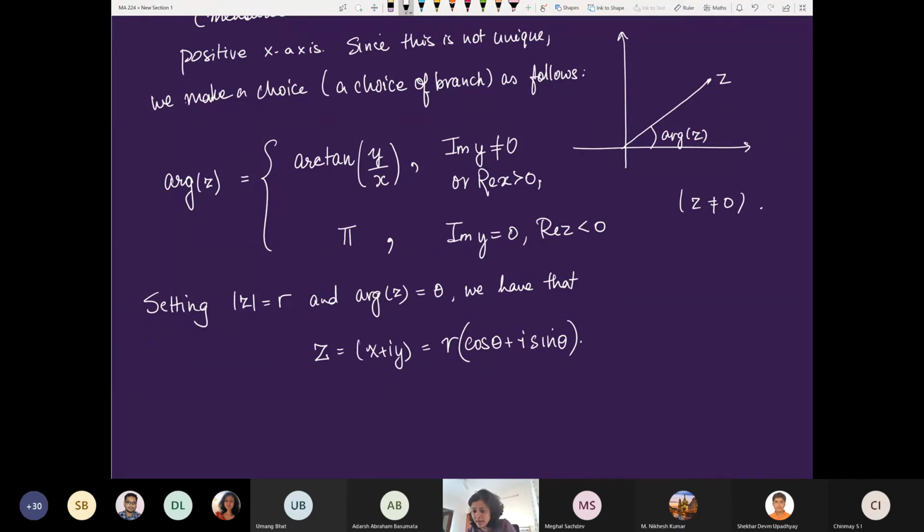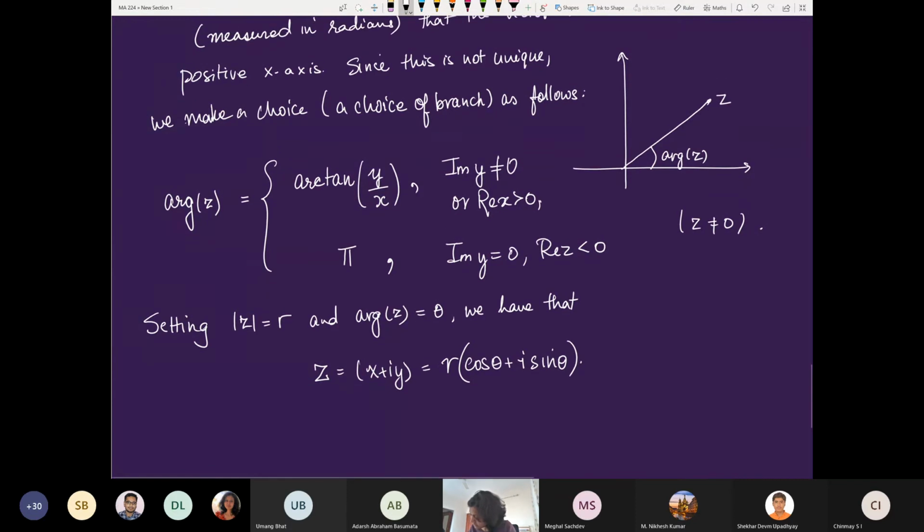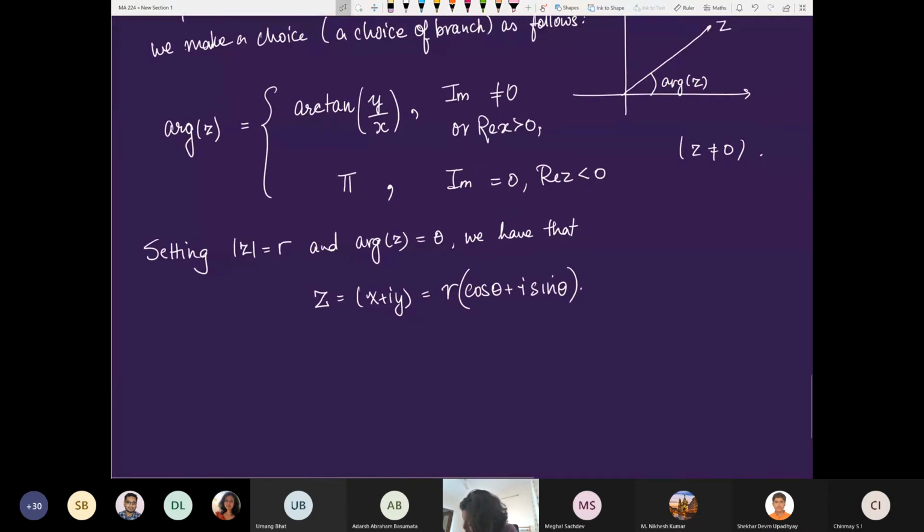Should that be imaginary Z rather than imaginary? Yes, of course. Thank you. Oops, why is it not erasing now? Yes, okay. Yes, of course. Thanks.